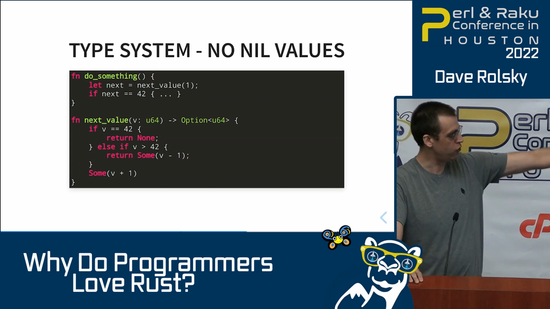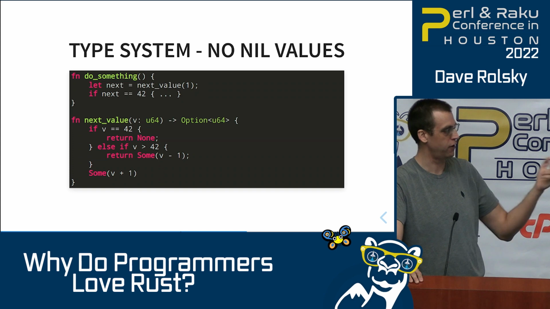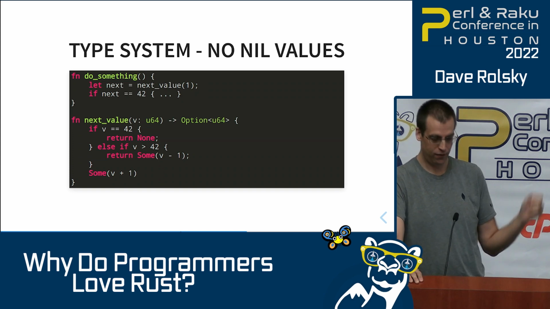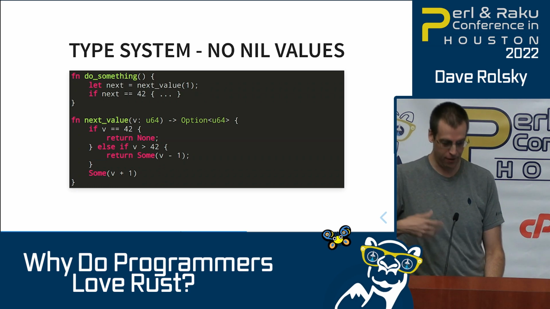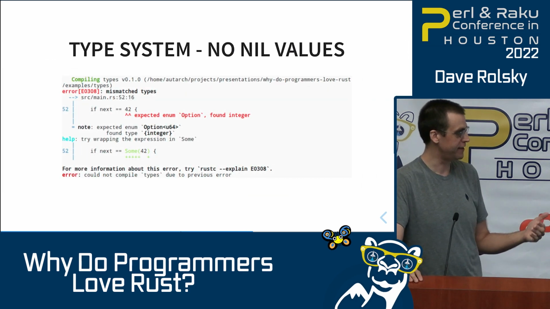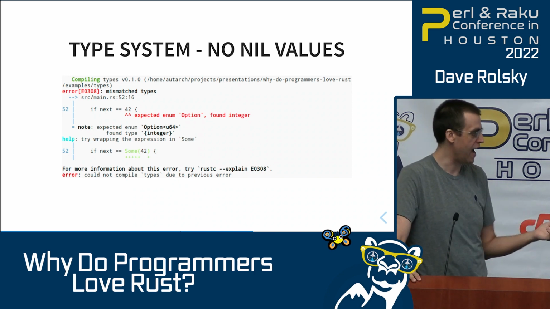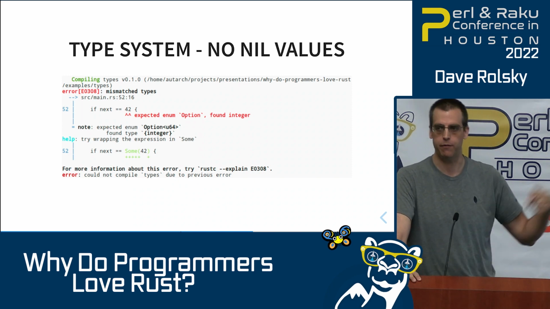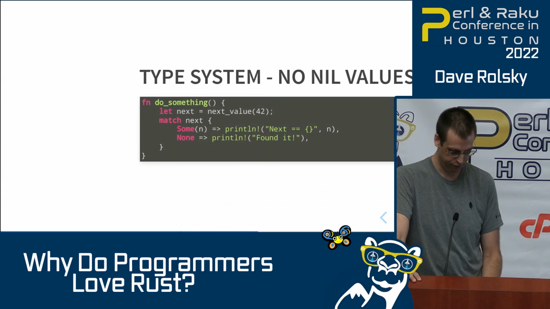And then if we try to write this code like this, where we get next, and it's the result of calling next value, what happens when we try to compare it to 42? Well, it's not an integer, it's an Option. So the compiler is going to say, I expected an Option, but I found an integer, what the heck? And then it even suggests, oh, maybe you could write it like this. What if it equals Some(42)? And that would actually fix it.